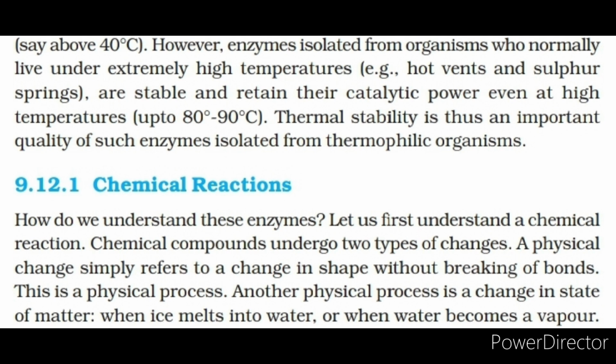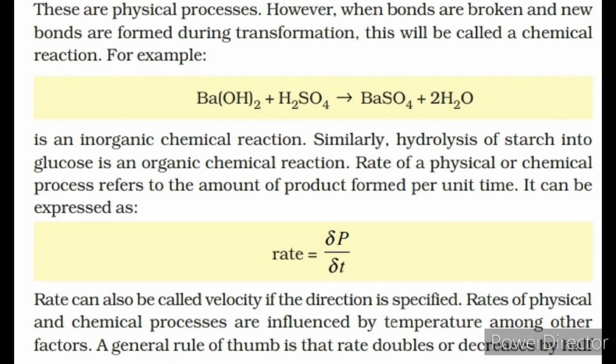Chemical reactions. How do we understand these enzymes? Let us first understand a chemical reaction. Chemical compounds undergo two types of changes. A physical change simply refers to a change in shape without breaking of bonds. This is a physical process. Another physical process is a change in state of matter, when ice melts into water or when water becomes a vapor. These are physical processes.